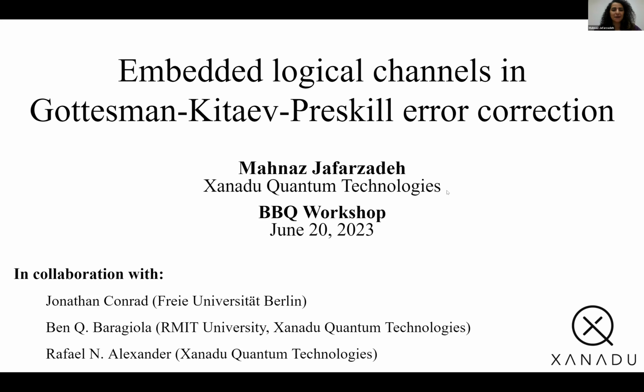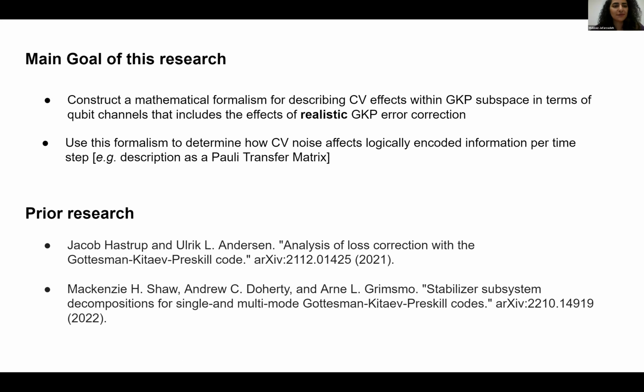So, what is the main goal of this research? We want to construct a mathematical formalism for describing CV effects within the GKP subspace in terms of qubit channels, considering the effects of realistic GKP error correction. And then we use this formalism to see how much any CV noise effect affects our logical encoded information per time step. For example, we can define a Pauli transfer matrix for CV noise per time step.